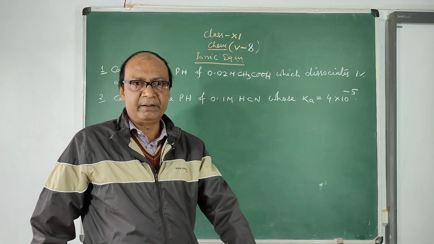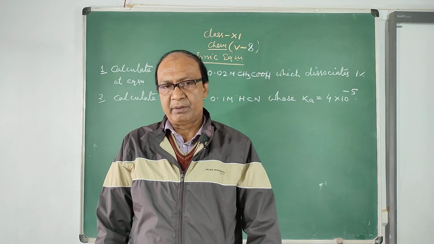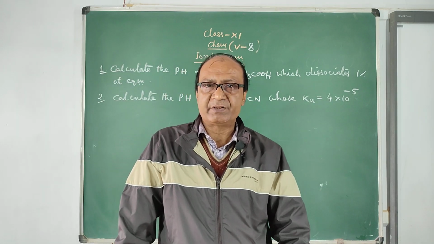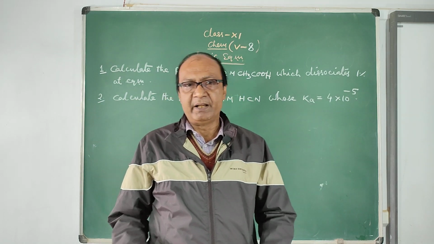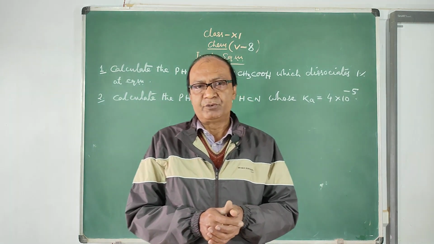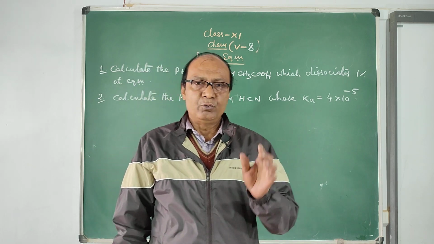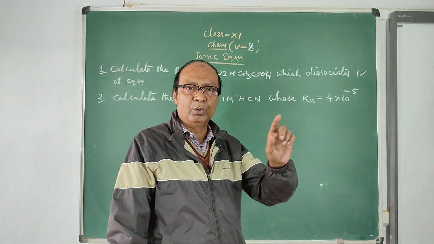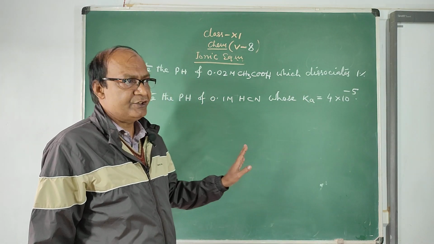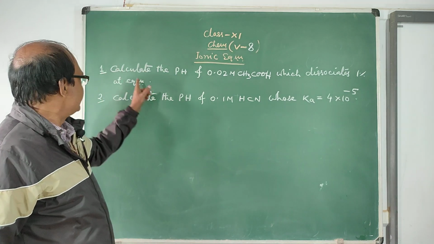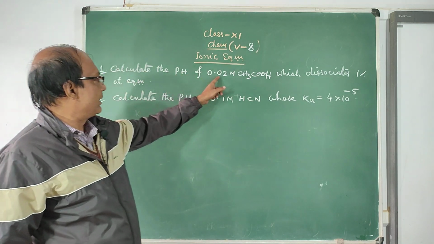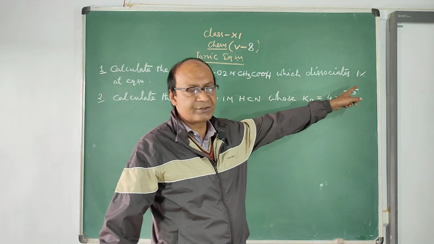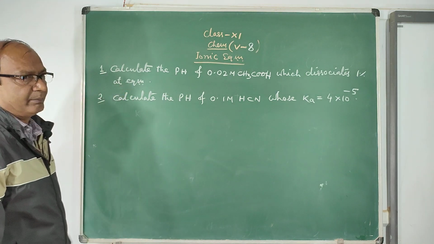Today was class 11. Last class we discussed how to find the pH of weak acid and weak base, and we derived the relations of pH in terms of Ka and Kb. Today we are here to discuss some problems related to the pH of weak acid. See the question: calculate the pH of 0.02 molar acetic acid which dissociates 1% at equilibrium.